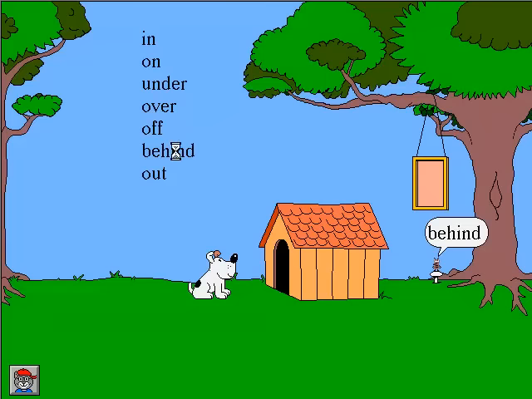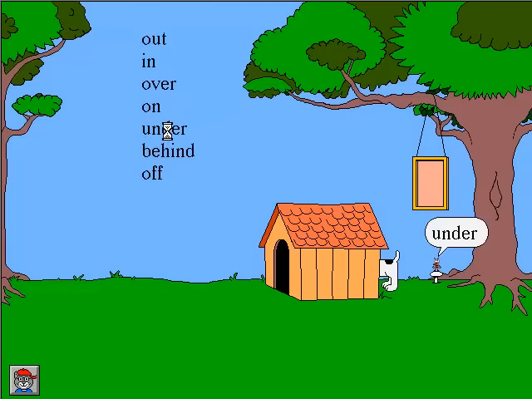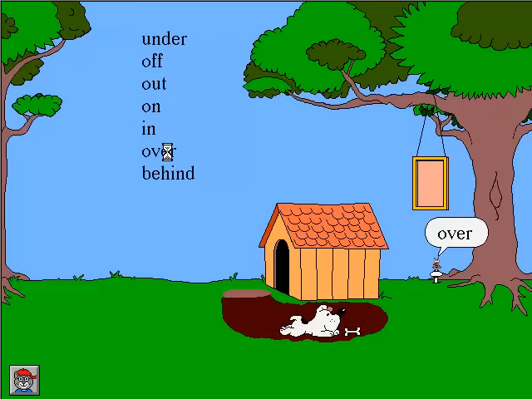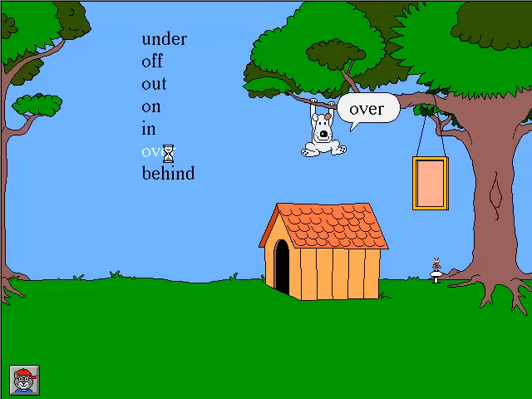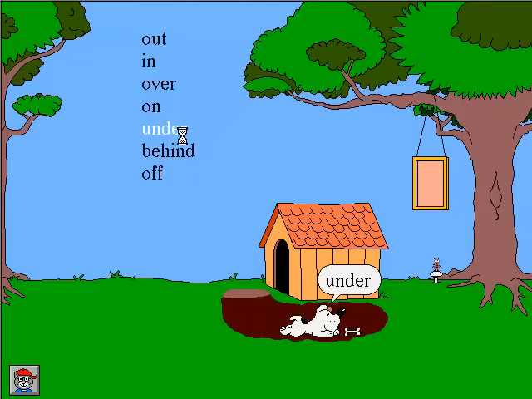Can you make Houdini go behind the doghouse? Yeah! I'm behind the doghouse. Can you make Houdini go under the doghouse? All right! I'm under the doghouse. Can you make Houdini go over the doghouse? Yeah! I'm over the doghouse. Can you make Houdini go under the doghouse? All right! I'm under the doghouse.